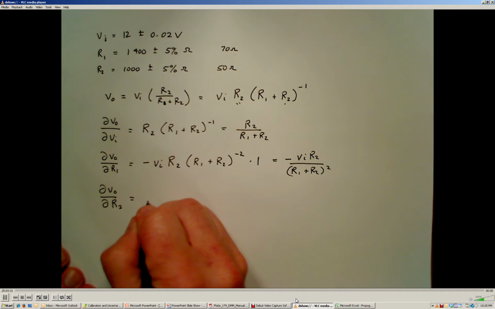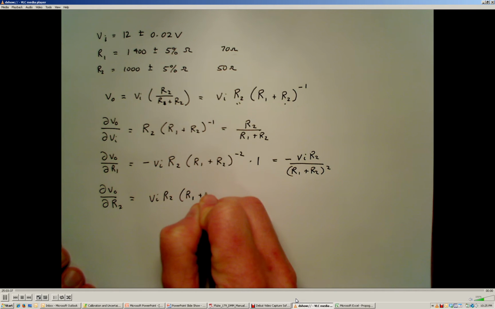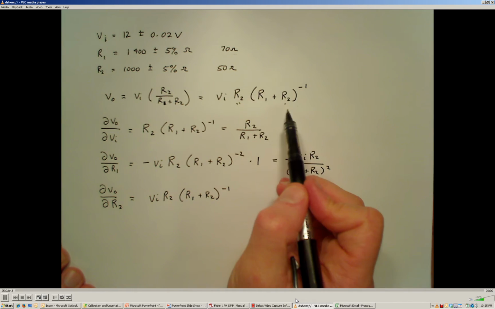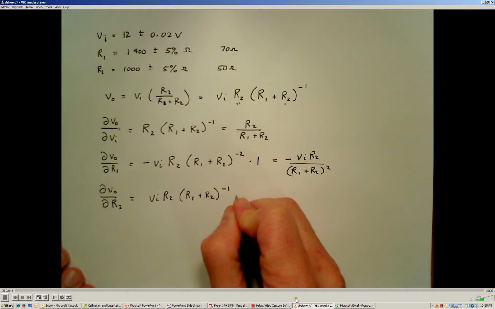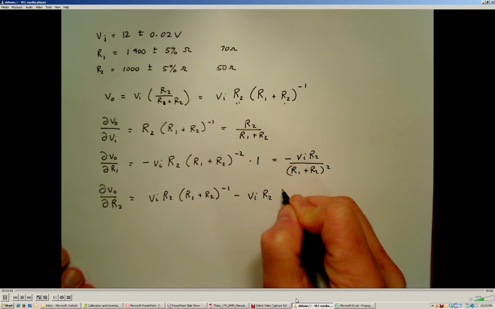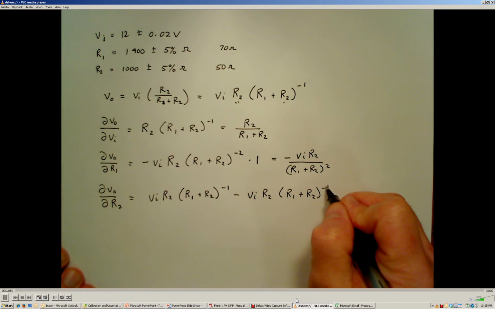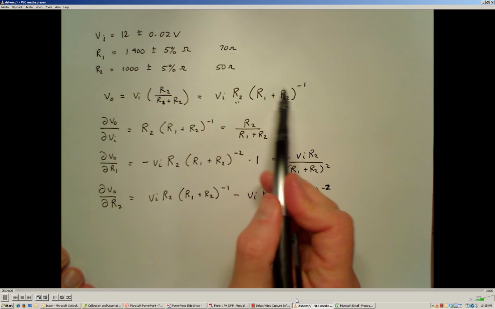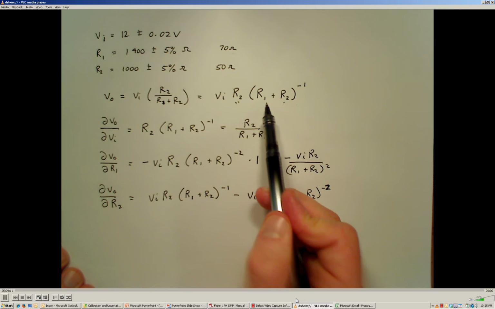So that would be Vn R2 times the quantity R1 plus R2 raised to the negative 1. And now I have to take the derivative of this quantity and leave this one alone. So that's going to give us negative Vn R2 times the quantity R1 plus R2 raised to the negative 1, to the negative 2. And then I have to use my u substitution here. I need to take the derivative of what's inside with respect to R1, but the derivative of what's inside with respect to R1 is just going to be 1.